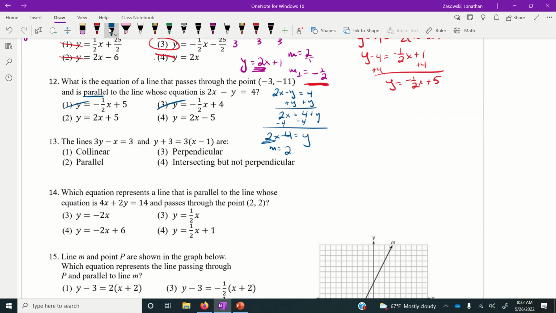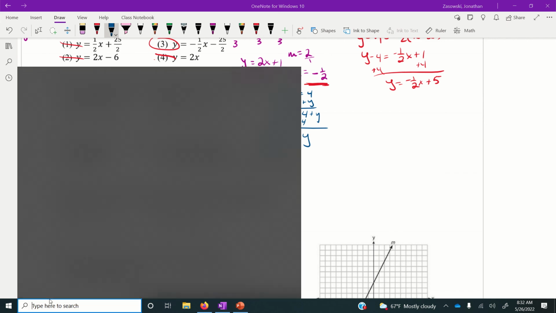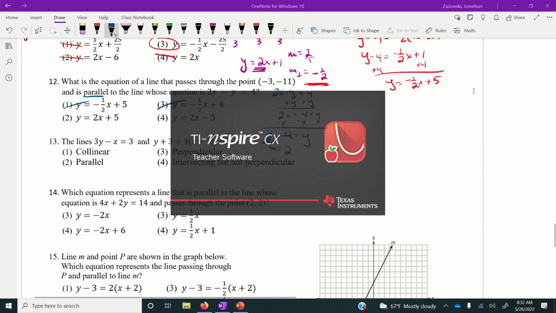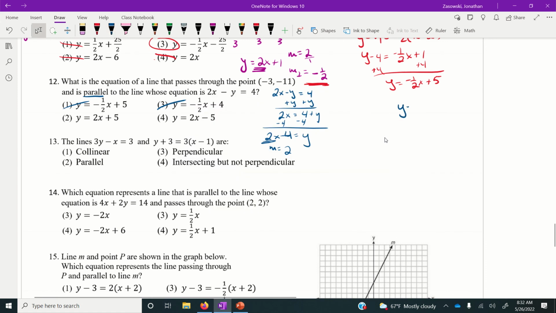Now, if you had a calculator, and you do, there's an easy way that you can check this without having to do any work at all. And while this loads, we'll go over off to the side and we'll start solving. So remember, we're going to do y minus y1 equals m times x minus x1.